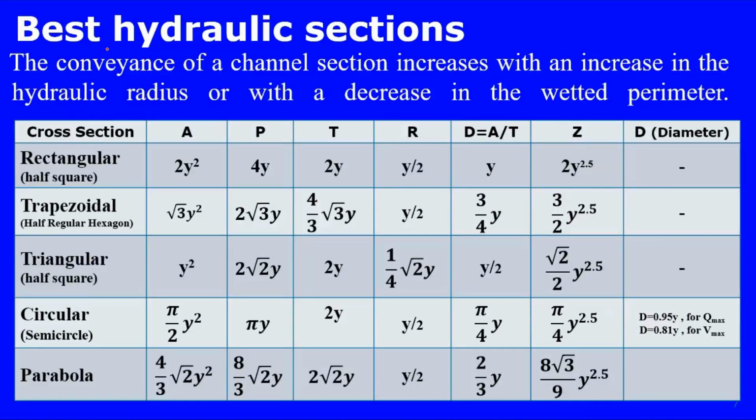Let us summarize the best hydraulic sections. The conveyance of the channel section increases with an increase in the hydraulic radius, or with a decrease in the wetted perimeter. This is a key issue in the best hydraulic section. With an increase in hydraulic radius, or a decrease in wetted perimeter, we can increase the conveyance, or the efficiency for maximum discharge.